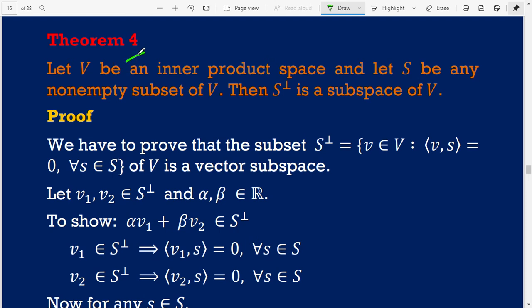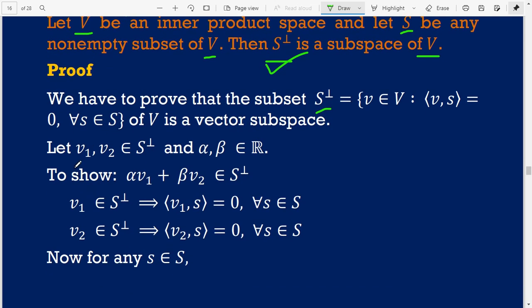Theorem 4: let V be an inner product space and S be any non-empty subset of V, then S orthogonal is a subspace of V. Proof: we have to prove that the subset S orthogonal, equal to V belongs to V such that inner product V with S is equal to 0 for every S belongs to S, is a vector subspace.